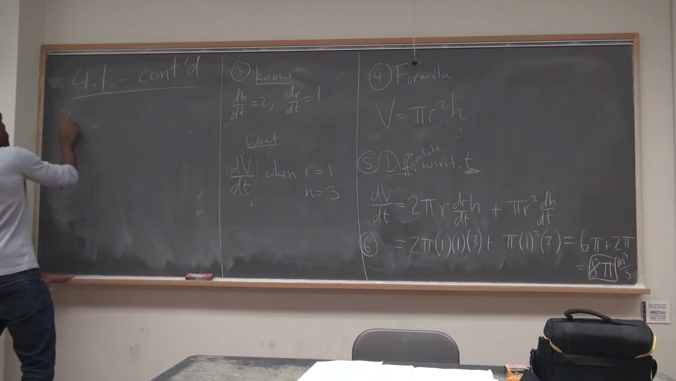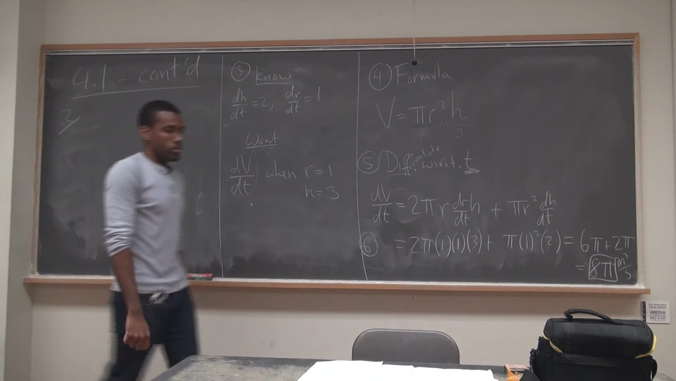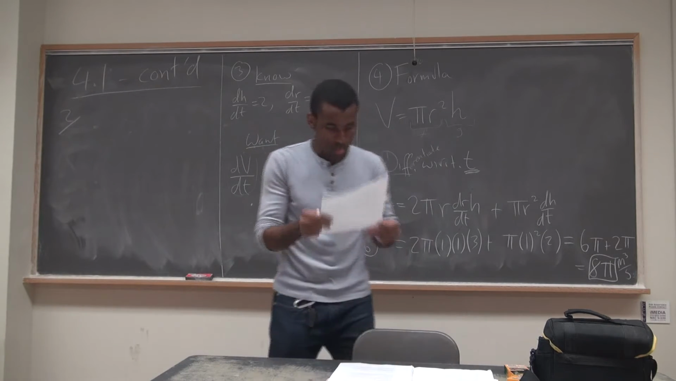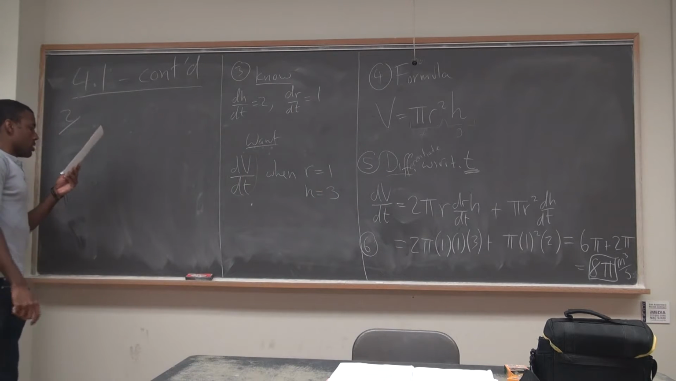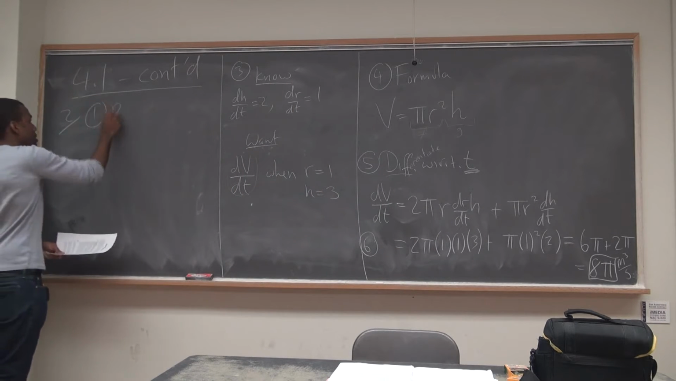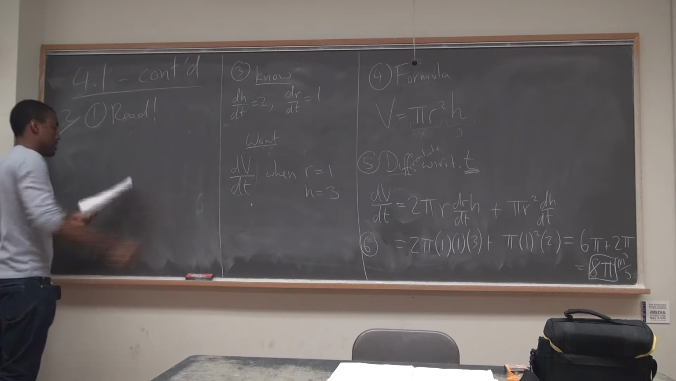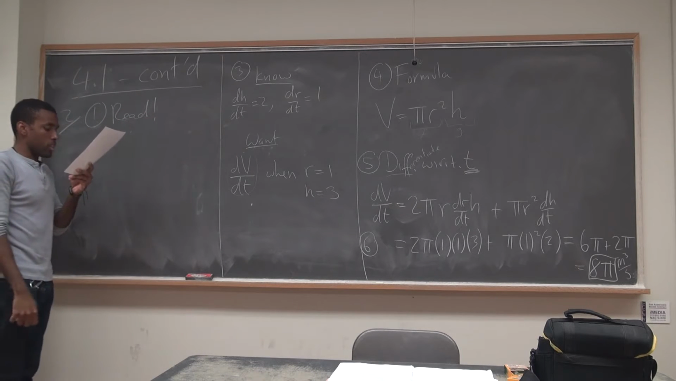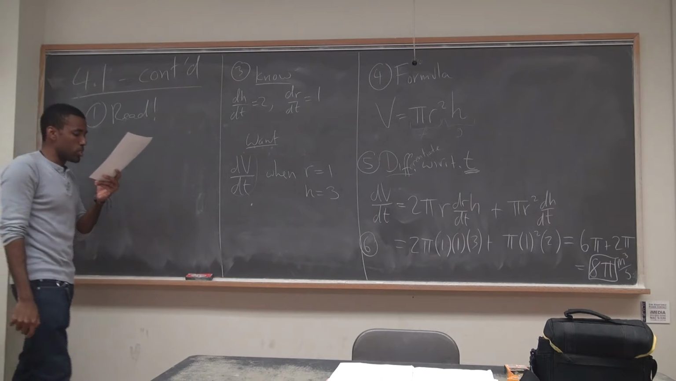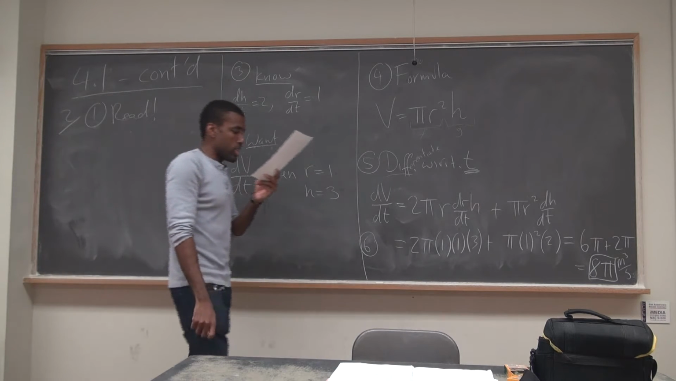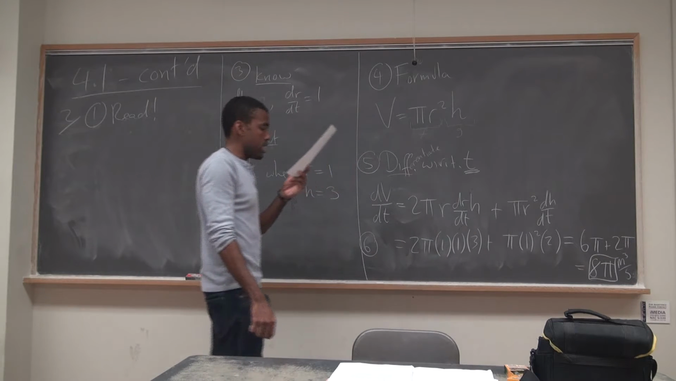What about problem 2? Read it. The particle is moving along the curve y equals x cubed plus 1 in such a way that its y coordinate is increasing at a rate of 2 units per second. At what rate is the x coordinate changing when y equals 9?